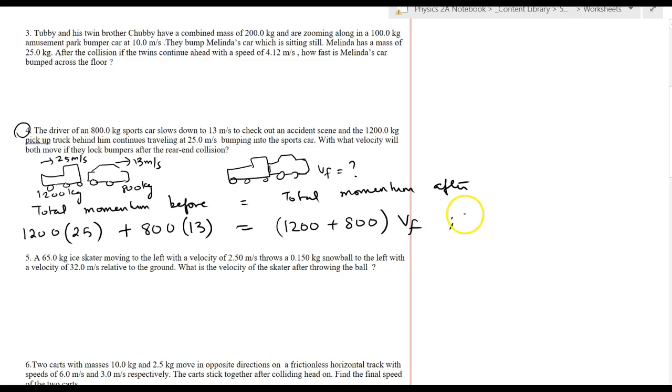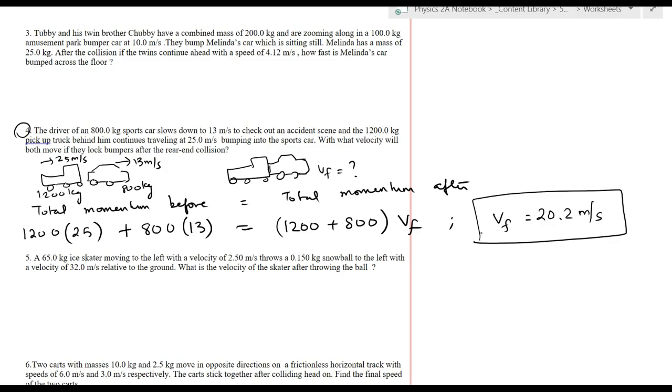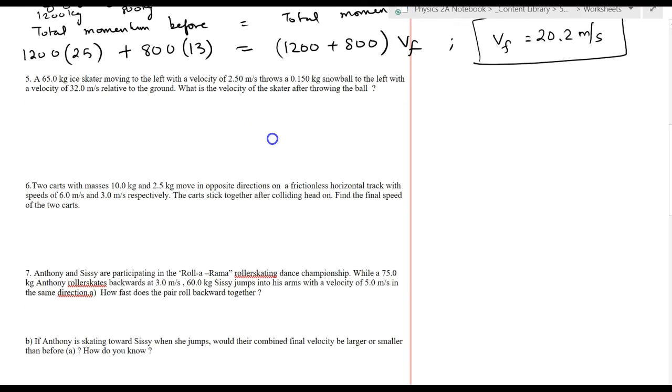So now we can solve for our unknown VF. So do the math and let's see what VF turns out to be. Did you get VF to be 27.0 meters per second? So the truck and the car move together as one unit with a velocity of 27.0 meters per second. Let's try another example problem.